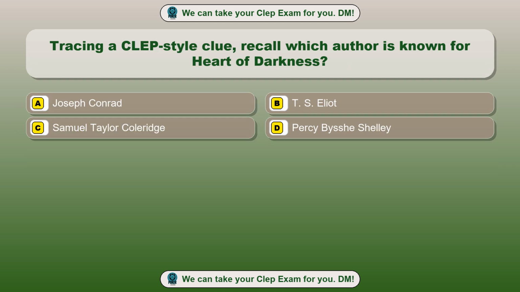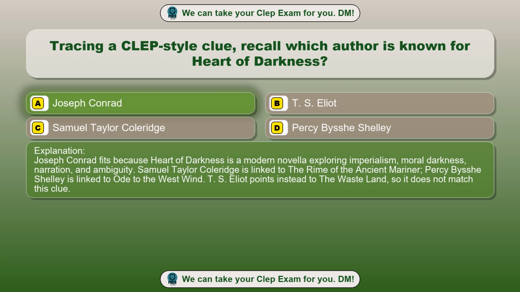Question 15. Tracing a CLEP-style clue, recall which author is known for Heart of Darkness? Option A. Joseph Conrad. Option B. T.S. Eliot. Option C. Samuel Taylor Coleridge. Option D. Percy Bysshe Shelley. The correct answer is option A. Joseph Conrad. Joseph Conrad fits because Heart of Darkness is a modern novella exploring imperialism, moral darkness, narration, and ambiguity.